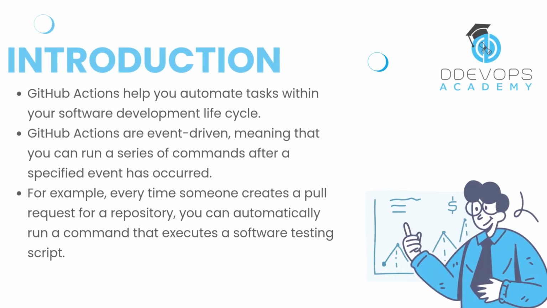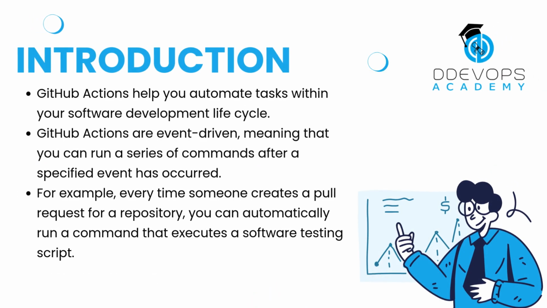Let's begin with the basics. GitHub Actions automate tasks across your software development lifecycle. They're event-driven, meaning you can trigger workflows when something happens, like a pull request. For example, you can automatically run tests the moment a contributor opens a PR. It's smart, efficient, and built right into GitHub.